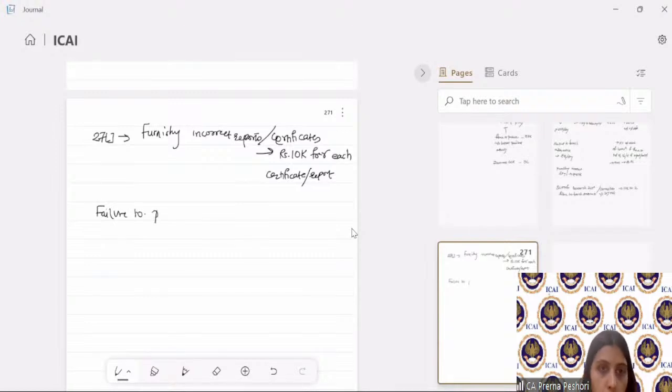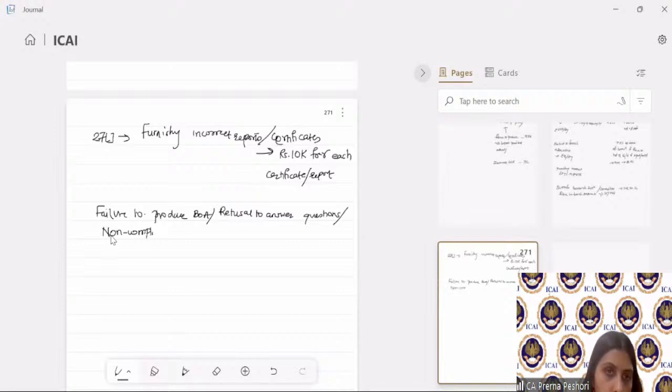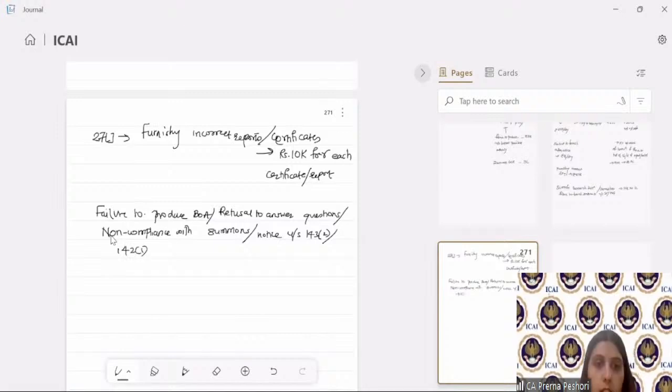So, failure to produce books of accounts, or refusal to answer questions, or non-compliance with summons or notice under section 143(2) or 142(1), or audits, then the penalty is going to be 10,000. Is that clear?